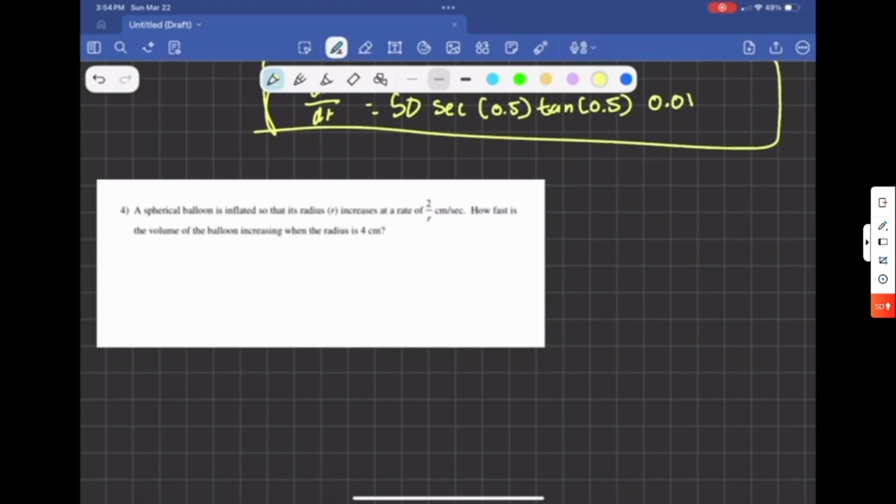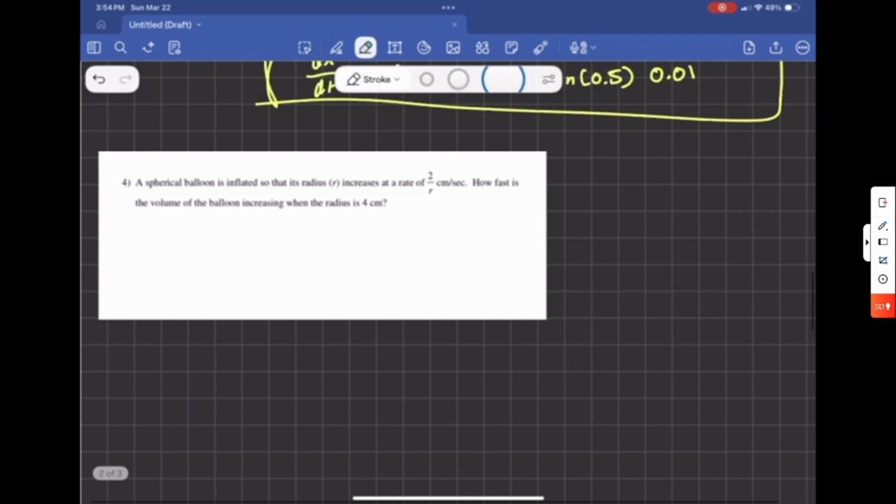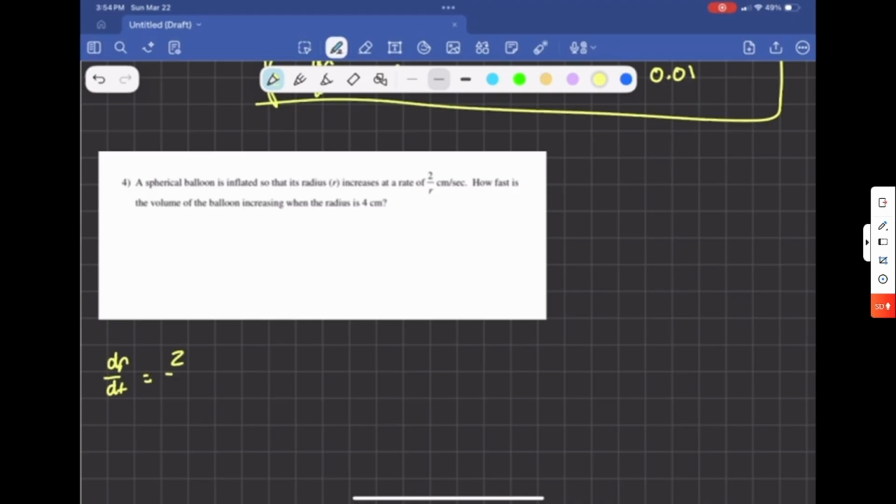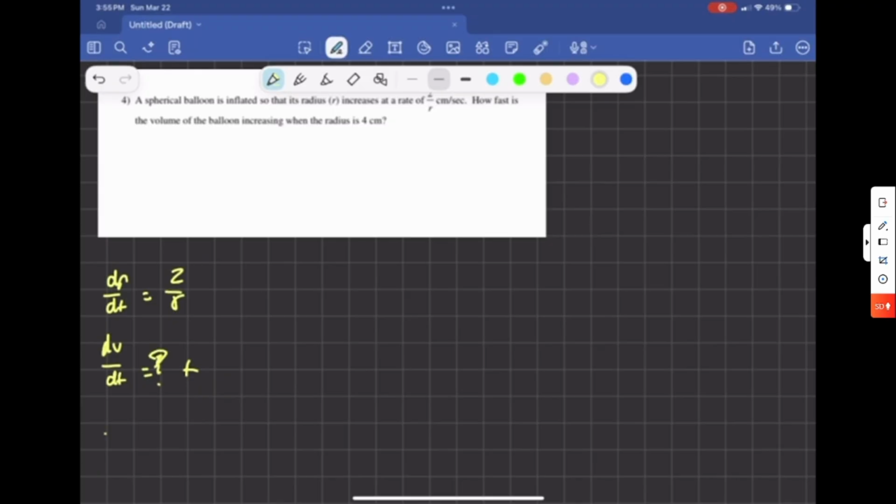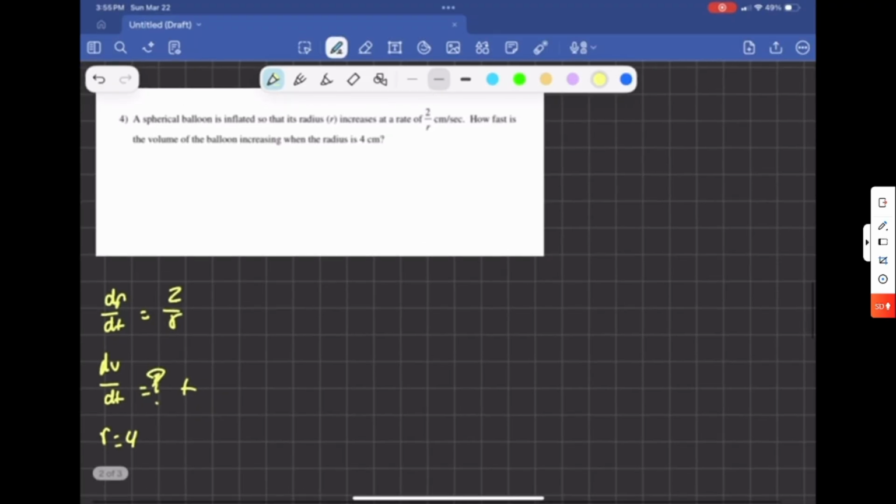Okay, now we want to do a spherical balloon. For this problem, we're going to break it down first. We know that it's being inflated. It says that the radius is increasing at a rate of 2 over r, so dr dt is equal to 2 over r. It's asking us for the volume, dv dt. It's unknown, but we know that it's increasing, so it should be positive. And it's telling us our r is equal to 4. So now we know for a sphere, volume is 4/3 pi r cubed.